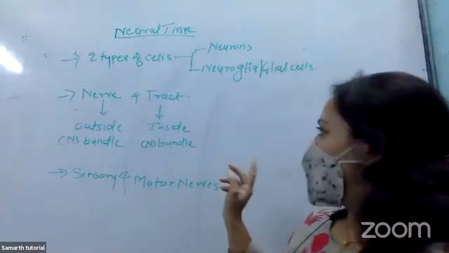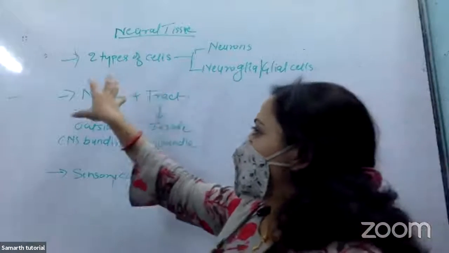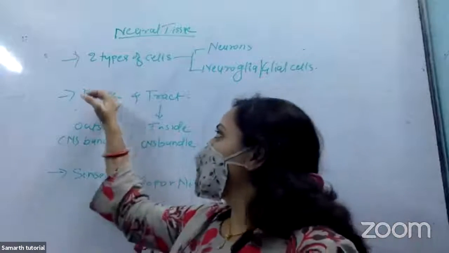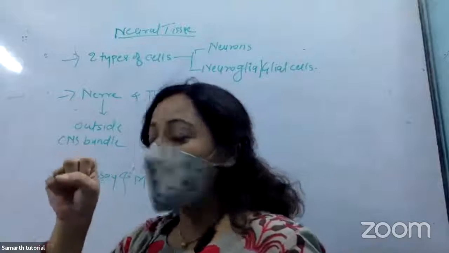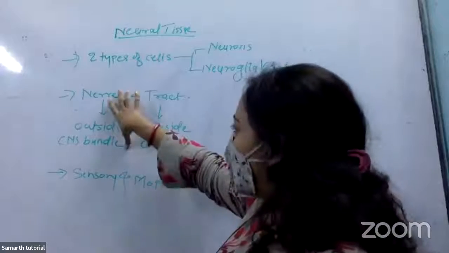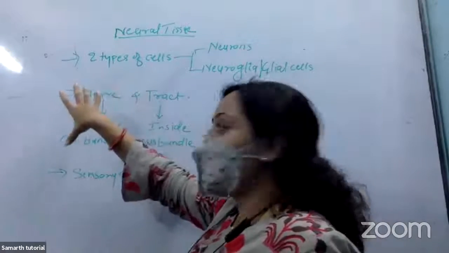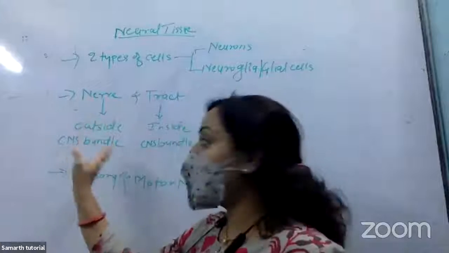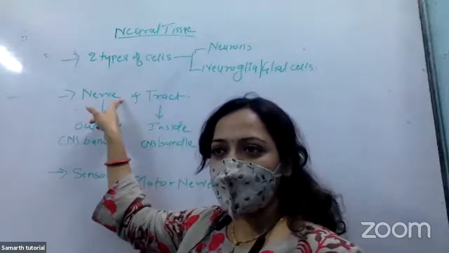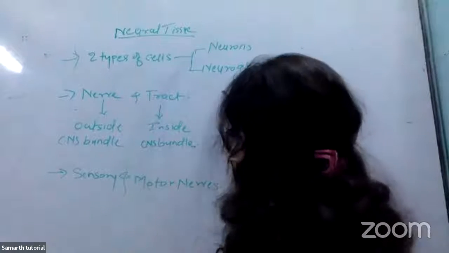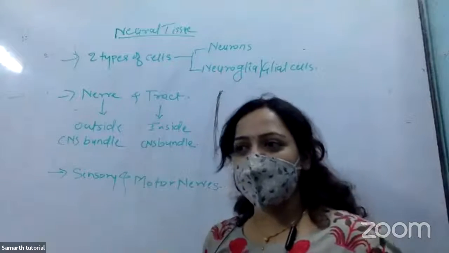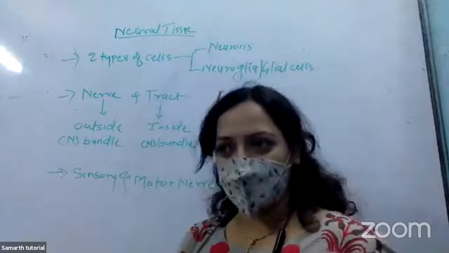Now, whatever neural tissue is there, the ganglion or anything, the bundle of neural tissue is nothing but the bundle of nerves. When the bundle of nerves is located outside the central nervous system, it is called a nerve. See what I am saying? When the bundle of nerves is located outside the central nervous system. What is the central nervous system? Brain and the spinal cord.